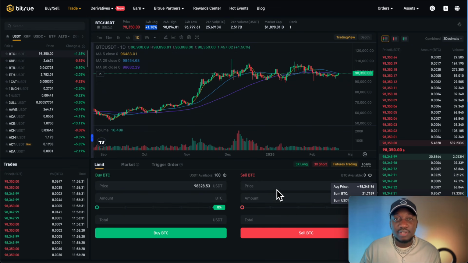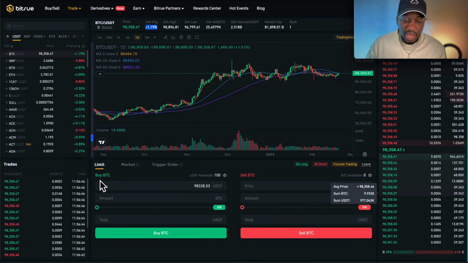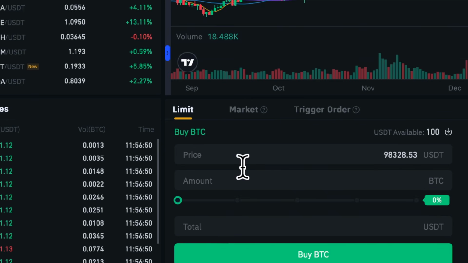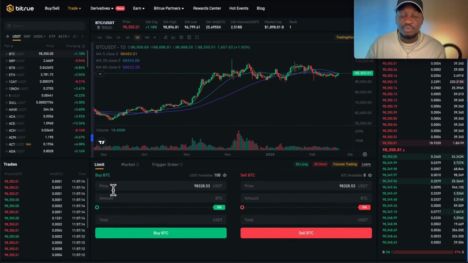So let's say you want to buy some BTC right now. As you already know that we have 100 USD in our wallet, and we're going to use these funds to buy some BTC right now. So what you want to do is you want to go to where it's written buy BTC right here. And of course you have to know the difference between a limit order and a market order. If we use a market order, our trade is going to get executed immediately, and if we use a limit order, we're going to have to set a price that we are willing to buy at, you know what I mean?